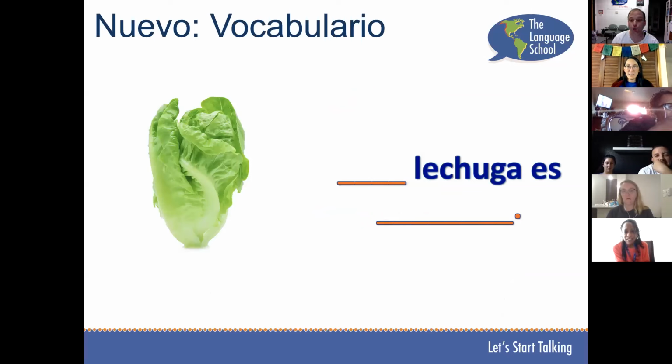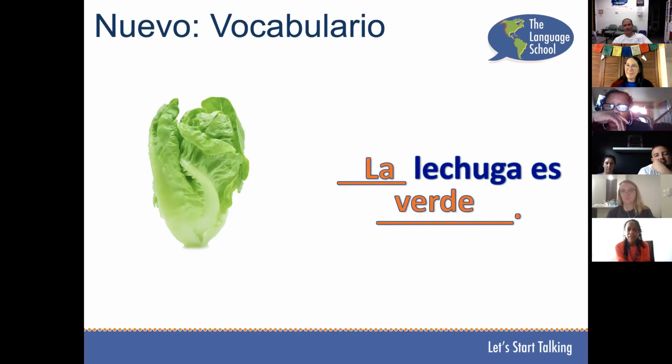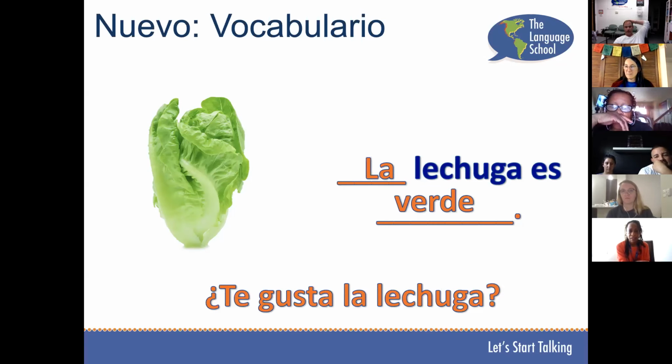Kia. La lechuga es verde. Muy bien. ¿Te gusta la lechuga? Sí, me gusta la lechuga.